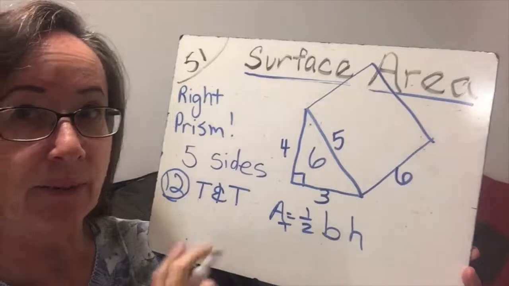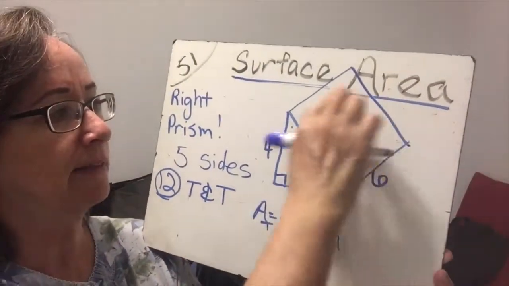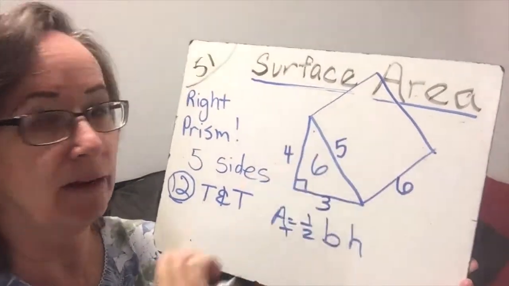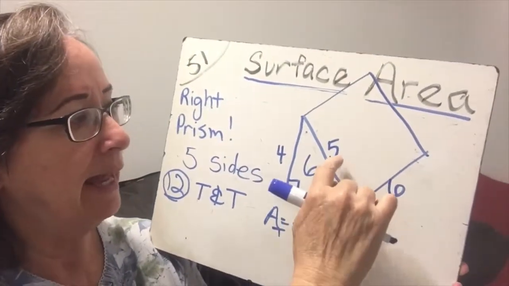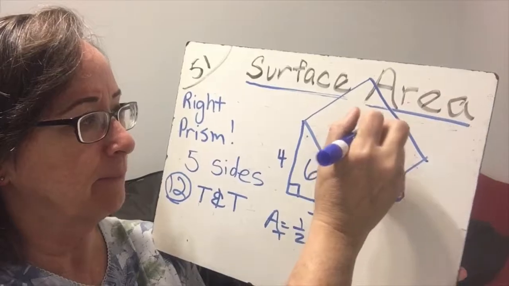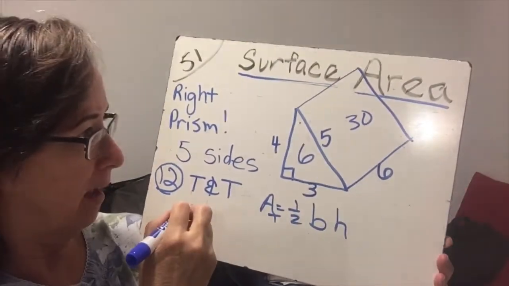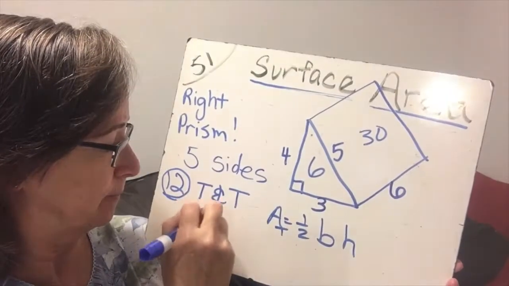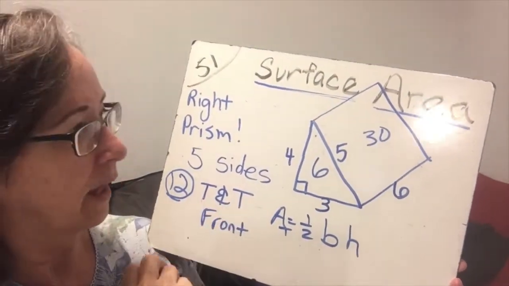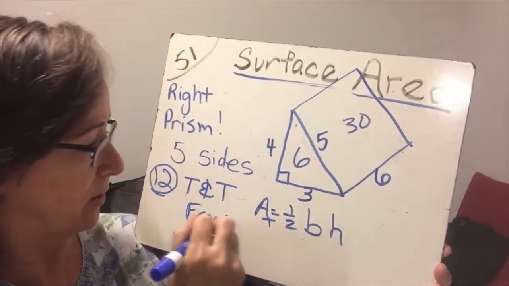That's 2 sides, and we have 5 altogether. So let's look at this one. We have a rectangle that's on the side of the tent, okay? And it's going to be 5 times 6, or 30. So we'll say we kind of call that the front. Okay, and we'll say that's 30.